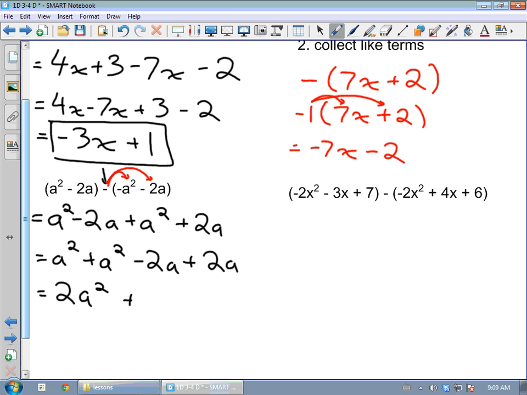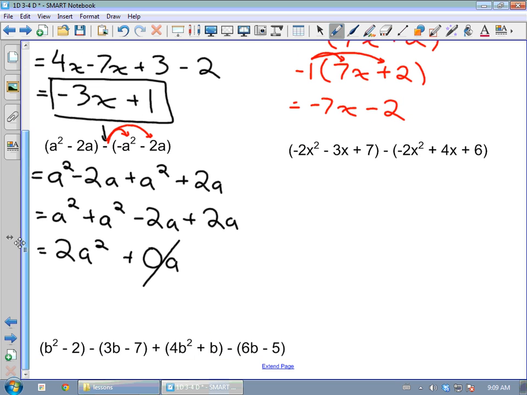So that's like 0a. But if we have 0 a's, it's like we have nothing there, so we don't even write that. So our final answer here is just 2a squared.